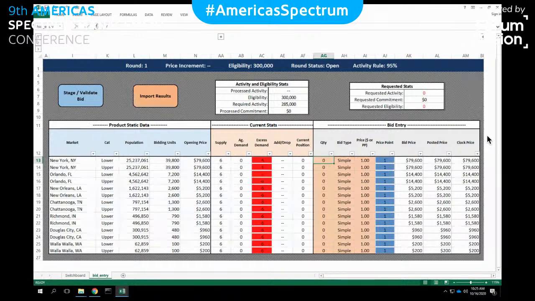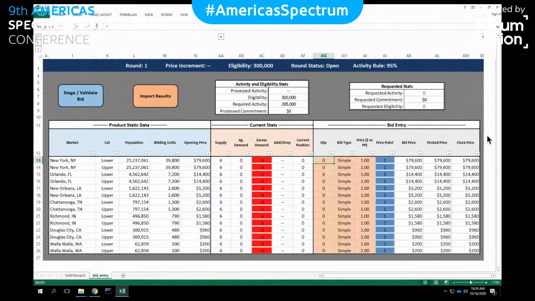It's similar in design to what we've seen in Auction 102, where we have PEA level markets. We have upper and lower bands, which is just two separate pieces of the spectrum being bid on independently. So for example, we can see that the market in the first two rows is New York, being comprised of categories lower and upper.